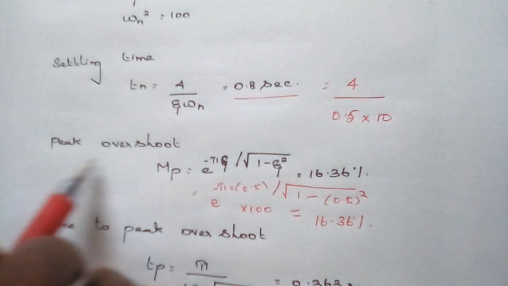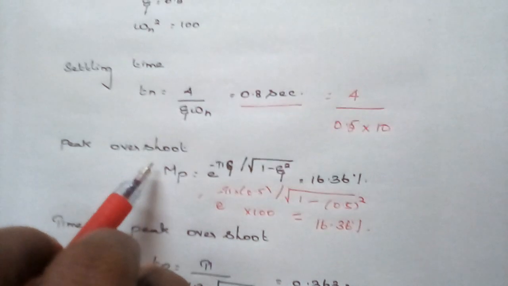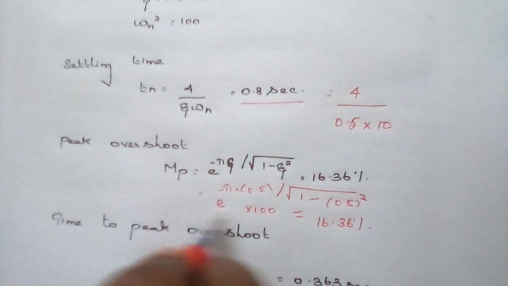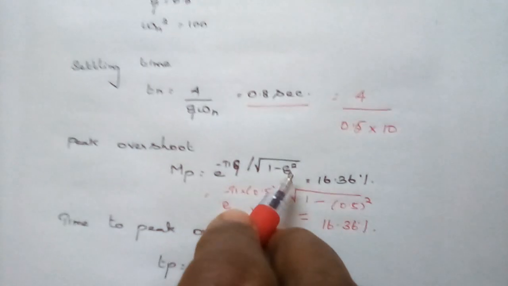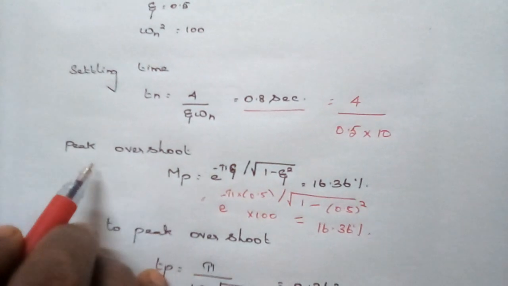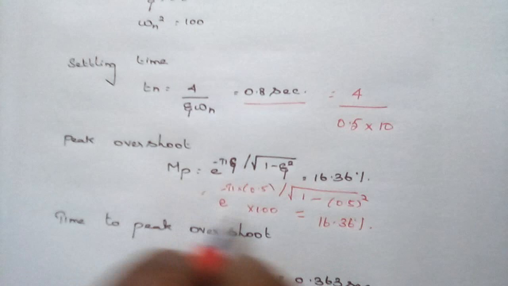And similarly, the peak overshoot. If you are asked for the overshoot, you just stop here with this formula e power minus pi zeta by root of 1 minus zeta square. If you are asked for the peak overshoot, you have to multiply with the base of 100 in this.